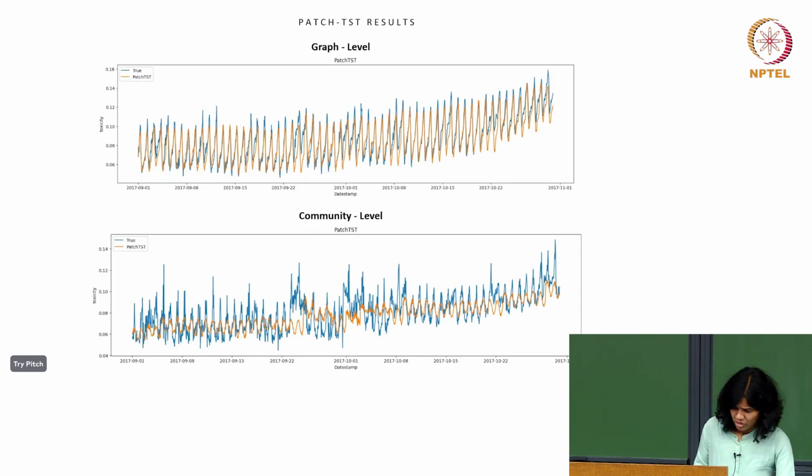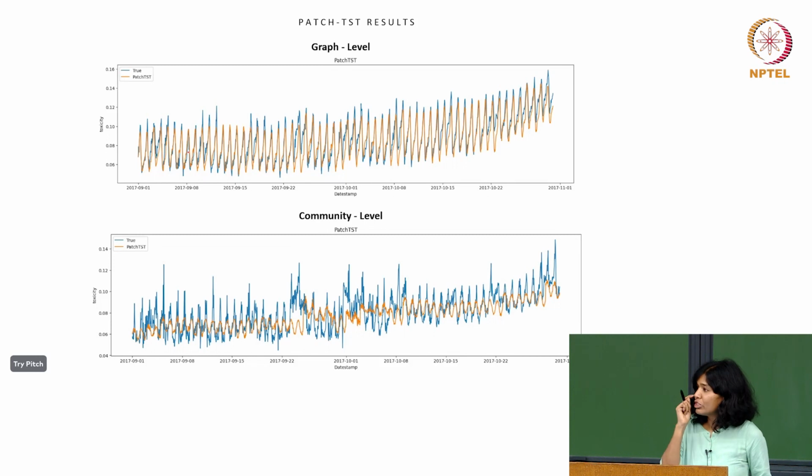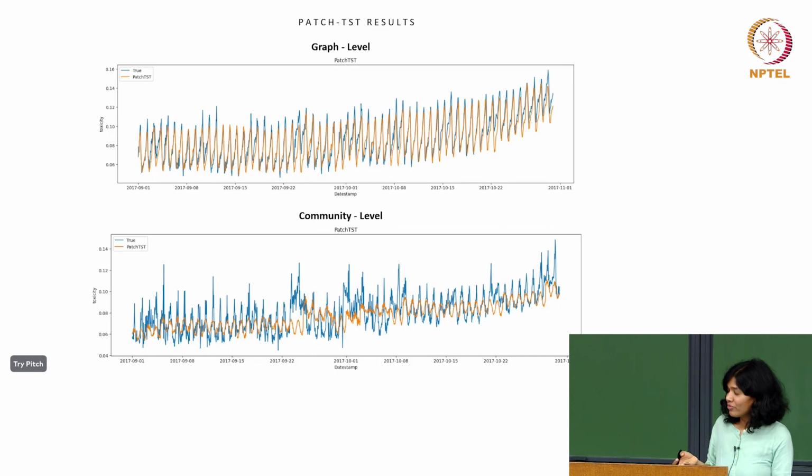I think these are just plots which show the true values in blue. Basically, these are the toxicity values. And the orange one is the predicted one, the forecasted one, showing how well it is matching with the original one. As we see, it matches beautifully. PatchTST is doing so well, it's almost exactly the original one.